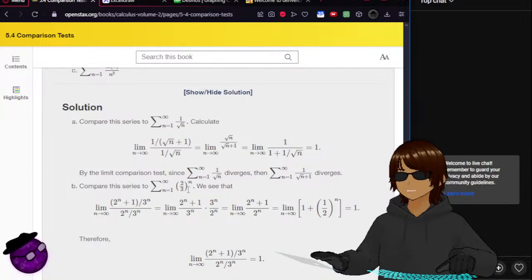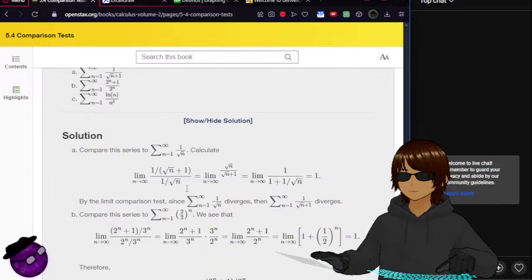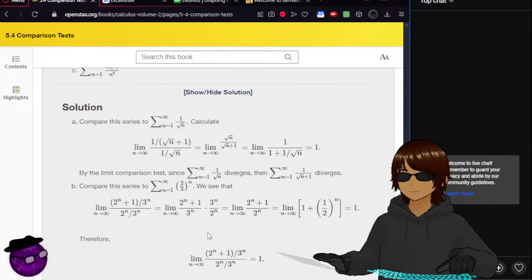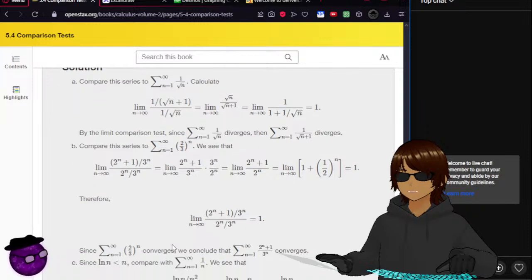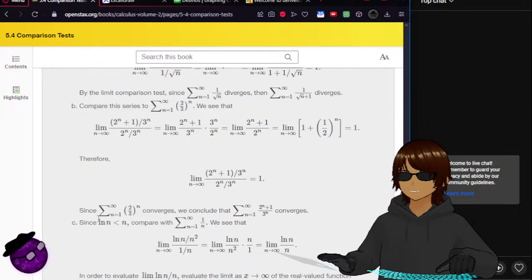Okay, this 2 over 3 to the power of n is a geometric series. 2 over 3 is less than 1, so it converges. Okay, I should have used this then. Therefore, the total sum converges. ln n over n squared.